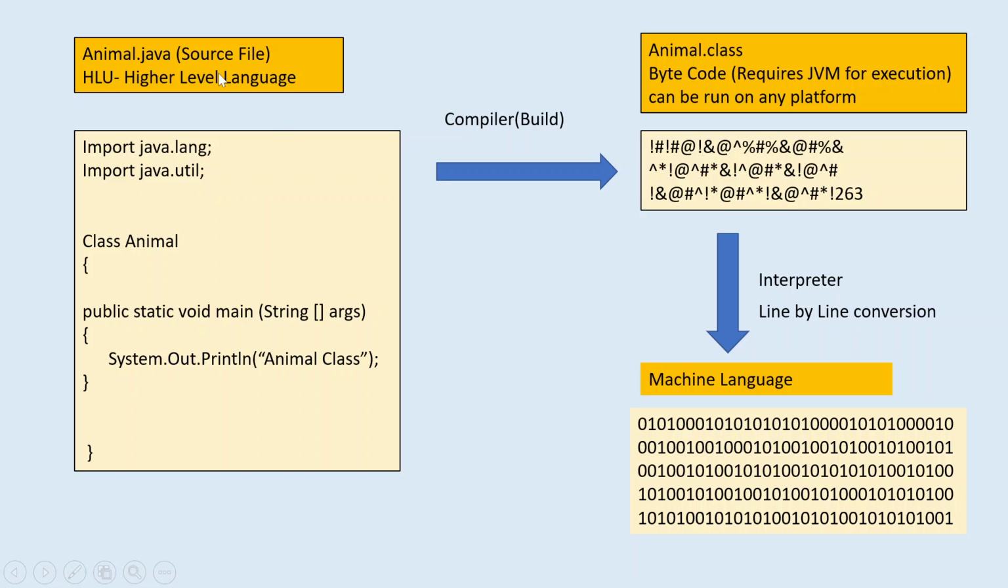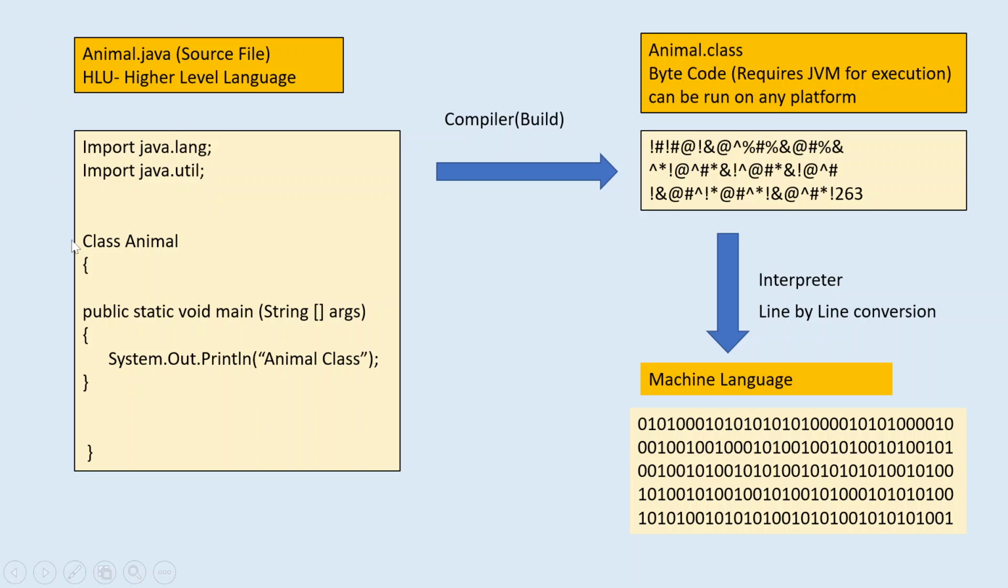So here, suppose I am using Java, which is my higher-level language for coding. Here I am creating a class in Java: class Animal, curly braces open. public static void main, only one method and only one statement, a sys out statement, "animal class". So when we run this code, it will simply print "animal class". Now this particular file has the extension .java, and it is readable by human beings, right?